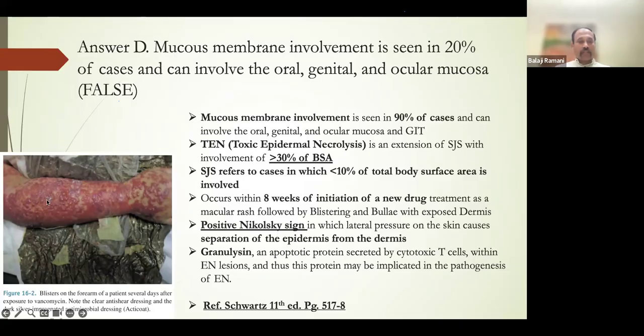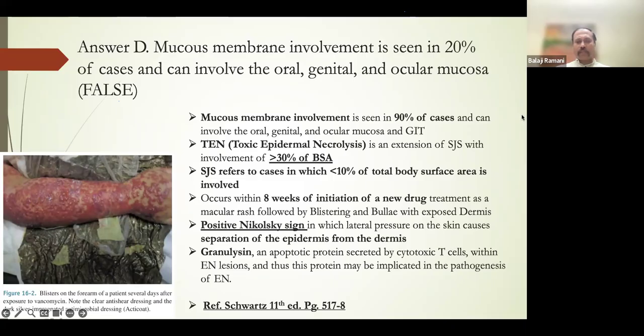Here you can see a vancomycin-induced TEN, where an anti-shear dressing is placed with silver nitrate. The silver nitrate dressing is going to be placed here. Some protein related to this is known as granulysin, and it goes to the granulosa cell layer or even deeper. Granulysin is secreted by cytotoxic T cells, and that leads to the development of TEN and Stevens-Johnson syndrome. It usually happens within 8 weeks, with a macular rash initially, followed by blisters and then bullae. So this will be the sequence. You can see erythema here, some blistering, and then all these coalesce together to form bullae, which can peel off by the positive Nikolsky sign.